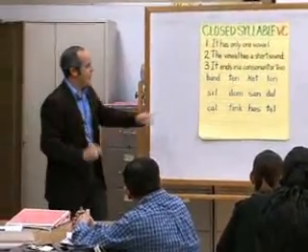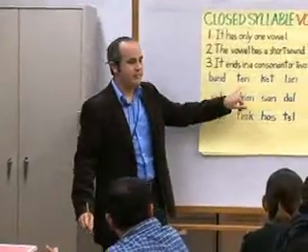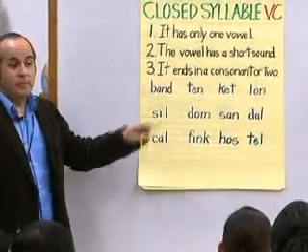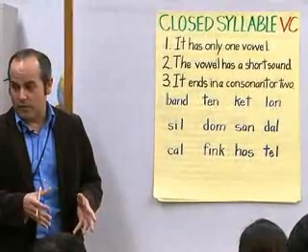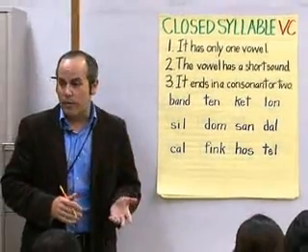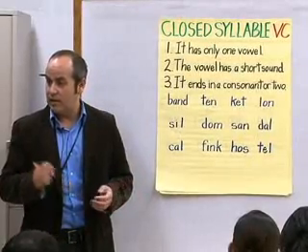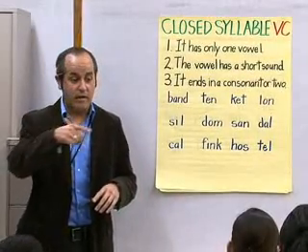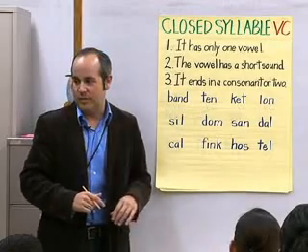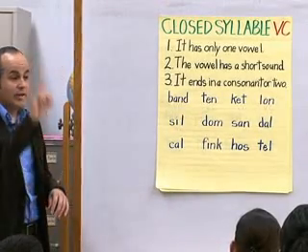Now, notice the pattern. VC, VC, VC. The closed syllable is a very popular syllable. You're going to see it in many, many words. In fact, you've probably already seen it. So later on, when you're doing silent reading, I guarantee you're going to come across some of these closed syllables.